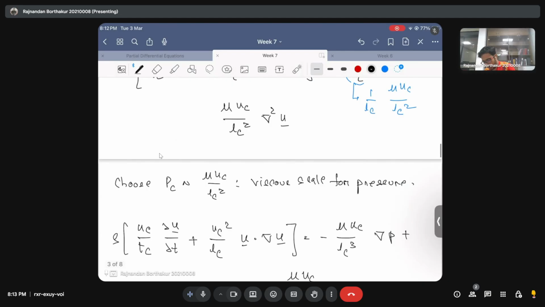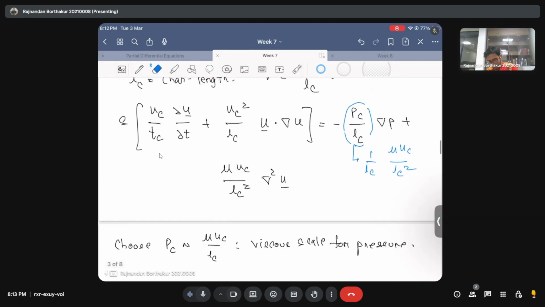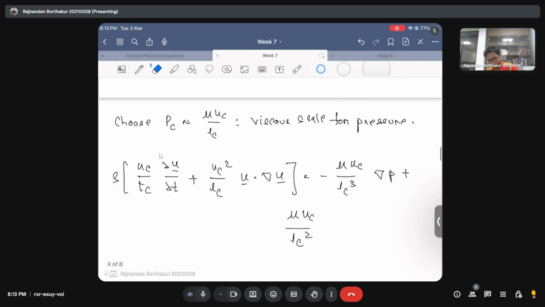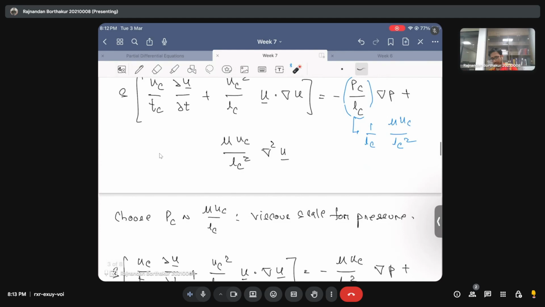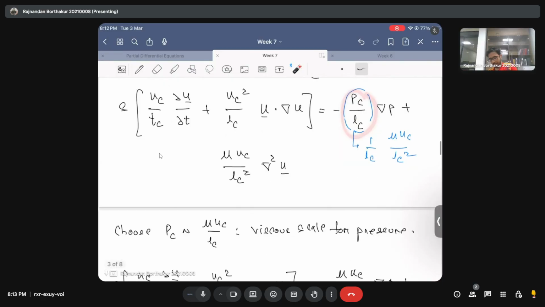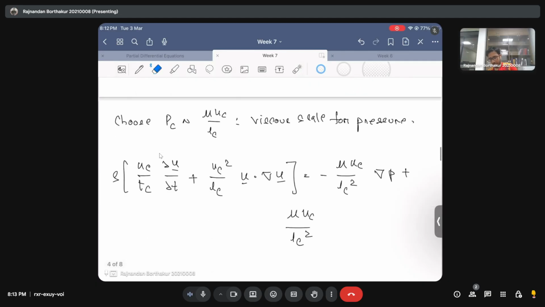So PC is going to be mu UC by LC. That's the viscous scale, which means PC by LC is going to be equal to mu UC by LC squared. Sorry for this mistake. So viscous scale is mu UC by LC and not LC squared. That's why when you write PC by LC, it becomes mu UC by LC times 1 by LC, so it becomes mu UC by LC squared, and we basically have this term.